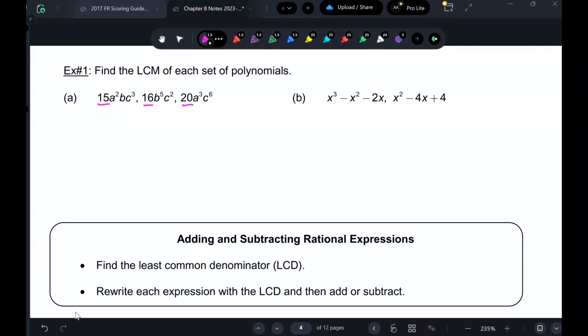So let's see. All right. 15 is 3 times 5, right? 16 is 2 times 2 times 2 times 2. Wait, why is it 2 times 2 times 2 times 2? So this is what we call the prime factorization. Why not just 18 times 2?